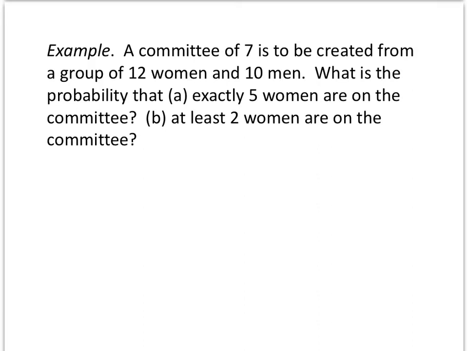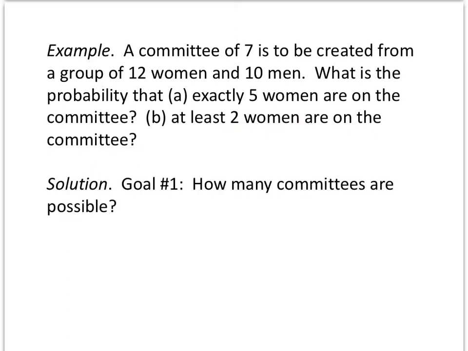Okay. Well, let's look at another example. We have a committee of 7, and we want to create this from a group that contains 12 women and 10 men. Have various things we want to know. What's the probability that exactly 5 women are on the committee, or at least 2 women are on the committee? Well, first of all, we need to know how many committees are possible. Well, the committees don't, in general, have any specific restrictions as to how many men and women can be on it. There are a total of 22 women and men. We want to pick 7 of them.